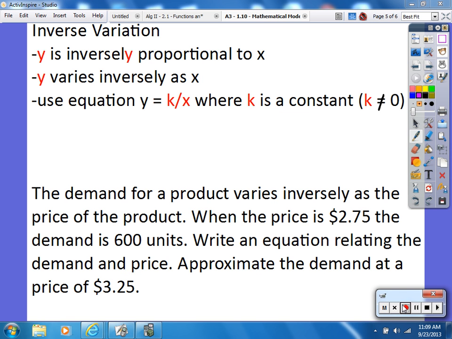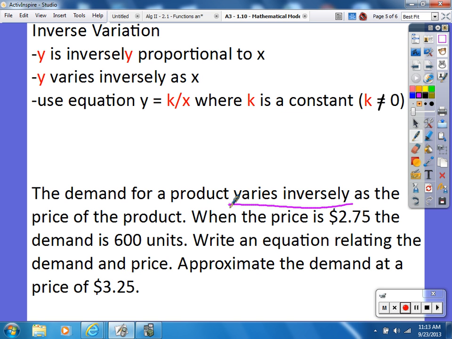Take a minute, copy down the first 3 lines. Okay, so here we're talking about inverse variation, and Cheyenne's already given us an example. The older a car, that's a larger number, the less it's worth, so that gets us the smaller value. So as we're reading, it says the demand for a product varies inversely. That's how I know I'm going to use an inverse variation.